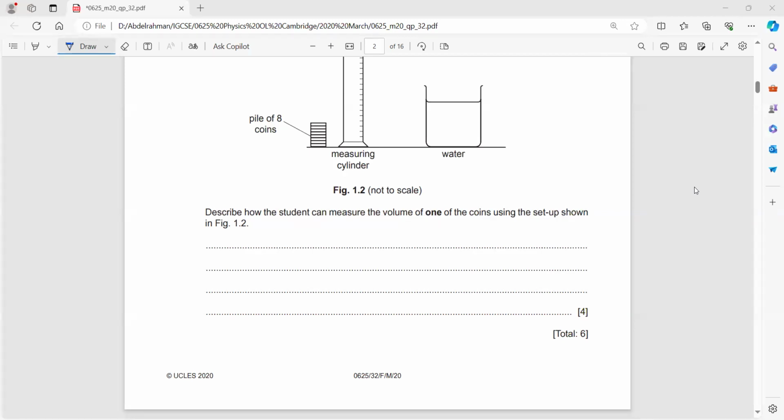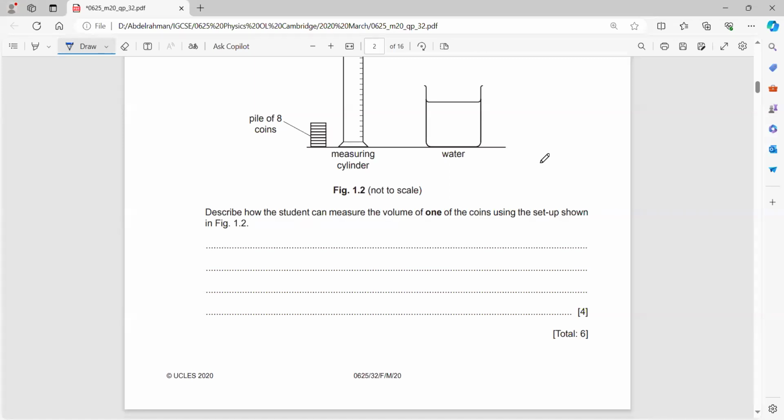Should we use one coin or several coins? In this question we can use several coins, or you can use one coin. Actually, it's okay, either way you will take the mark. If you say that we will use several coins, then in the final answer you should divide the final volume by the number of coins you've added. Or if you've taken only one coin, then the final volume would be the same.